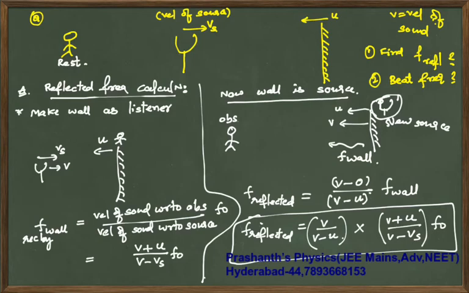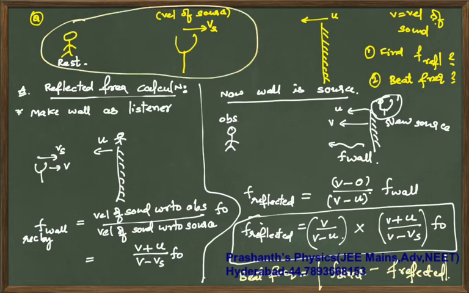Now let us calculate the beat frequency. I'll try to change the color. Your beat frequency observed is the mod of f direct minus f reflected. For f direct, what you are supposed to do is apply the Doppler effect between these two. I'll use a different color.